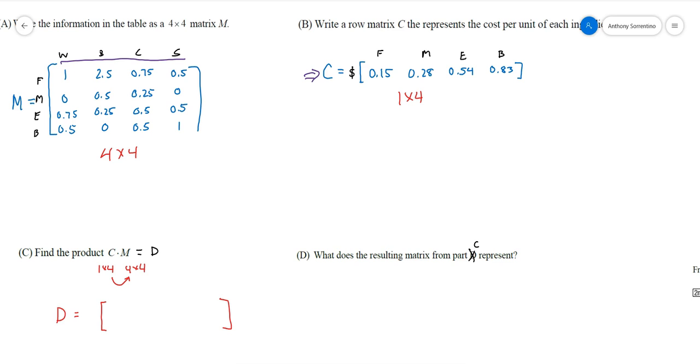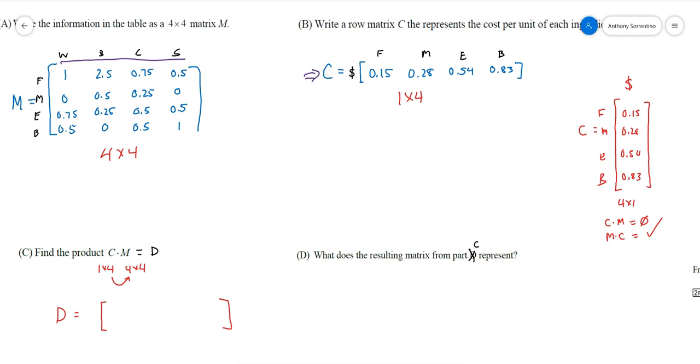If I had chosen to represent this as a column matrix instead, so say I let C be a column matrix, they didn't give me any direction. There are a few problems where they don't really give you any direction. And this would be my F, M, E, and B: 0.15, 0.28, 0.54, 0.83. Now, first off, this being a 4x1 matrix, I couldn't do C times M. So C times M would be no solution. I'd have to do M times C.